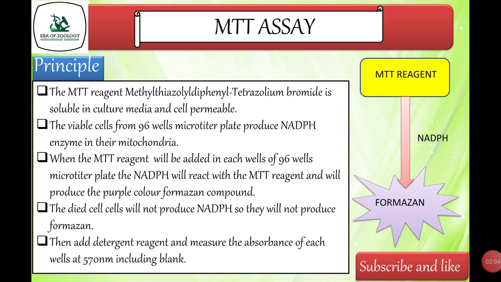The dead cells will not produce NADPH, so they will not produce formazan because they are unable to react with the MTT reagent, tetrazolium. Then add detergent reagent and measure the absorbance of each well at 570 nanometers, including the blank also.